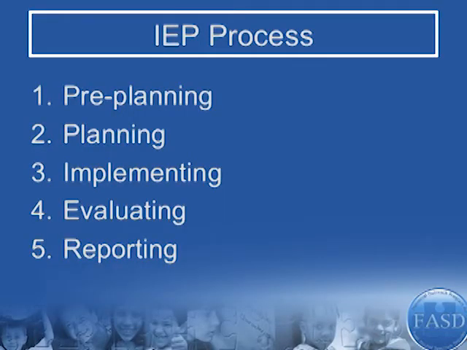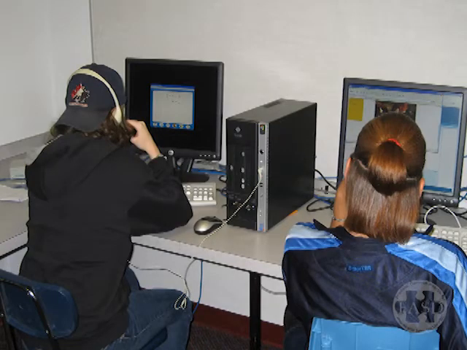Implementing the plan is the third stage. The team determines what appropriate services and strategies will be needed to reach the goals and objectives. An important part of this stage is agreeing who is doing what and where the services are occurring.